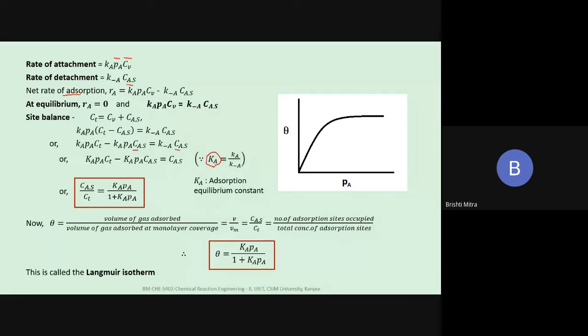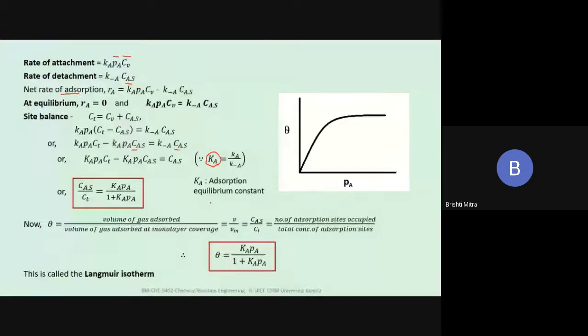So what is capital Ka? Capital Ka is the adsorption equilibrium constant. We can put this adsorption equilibrium constant instead of this ratio of Ka divided by K minus A. So this becomes capital Ka into Pa into Ct minus capital Ka into Pa into Ca dot S, and is equal to Ca dot S.